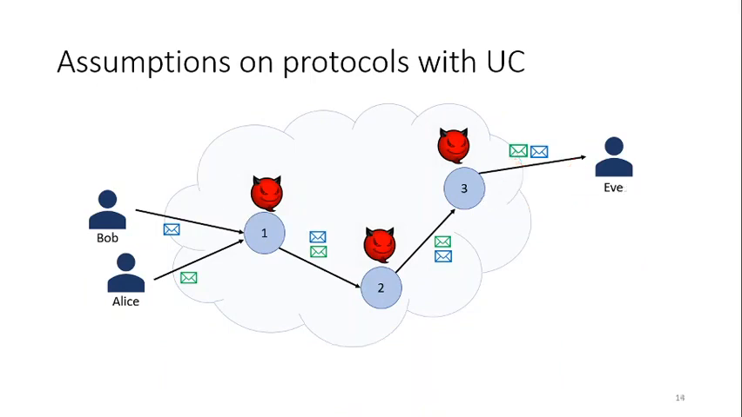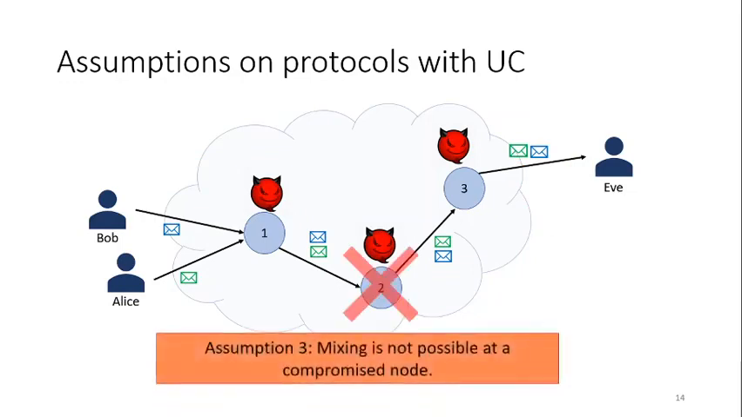Or we have another assumption, that mixing is not possible at a compromised node. For example, in this case, if node 2 is compromised, node 2 can always map the input packets to the output packets.